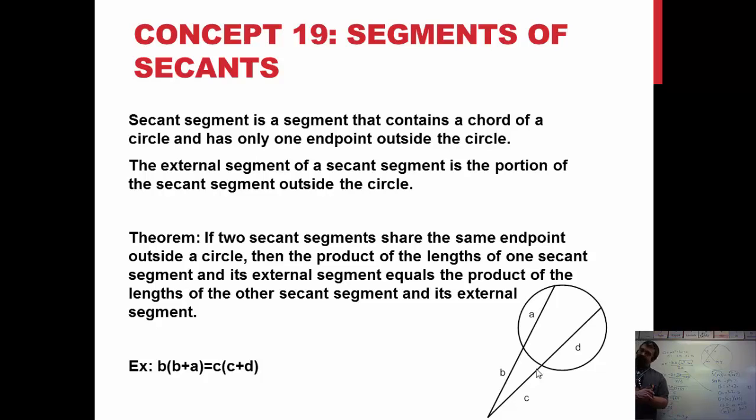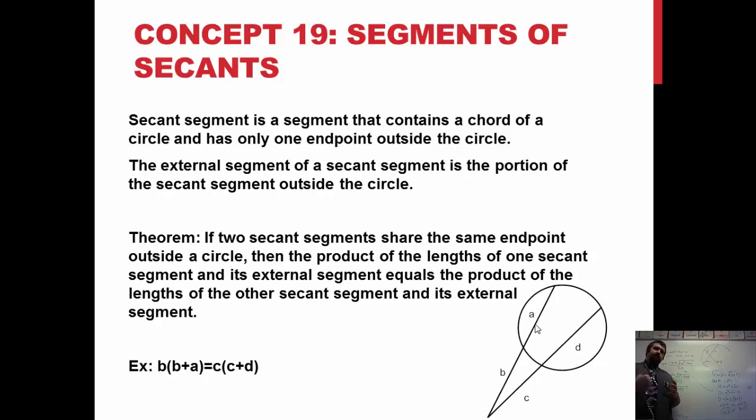Alright, ready for something wordy? Let's go. If two secant segments share the same endpoint outside a circle, so look at the diagram in the bottom right, that's what they're talking about. Then the product of the lengths of one secant segment and its external segment, that's this part right here, B times B plus A, equals, equal sign, the product of the lengths of the other secant segment and its external segment, which is C and C plus D, because that's the external part times the full length. The first part over here, B times B plus A, is the external part B times the full length, B plus A. And that's all this is.